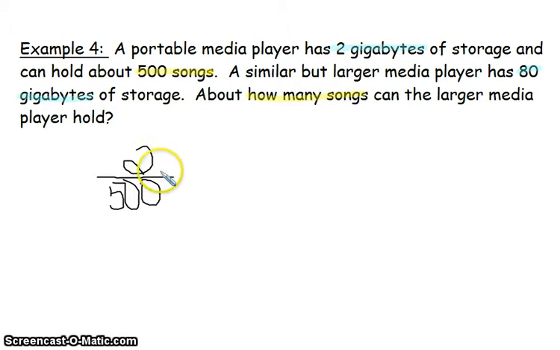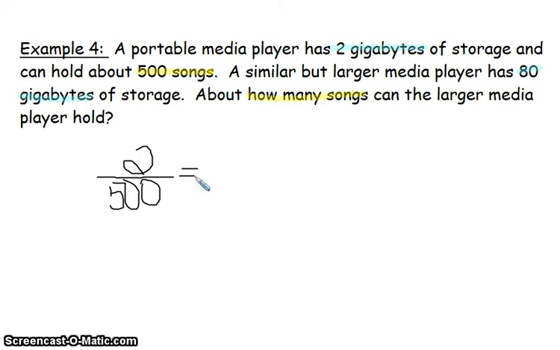But 2 gigabytes yields 500 songs. So that is equal to, because we're trying to set up equivalent ratios. So we're setting up a proportion here. We can use two different ratios to create a proportion in order to find missing pieces. In this case, we're missing how many songs we can have with 80 gigabytes.